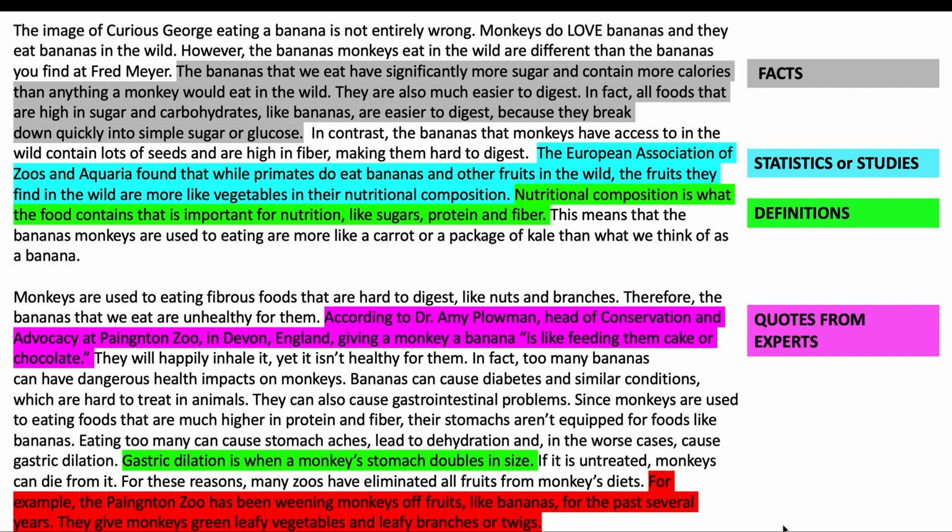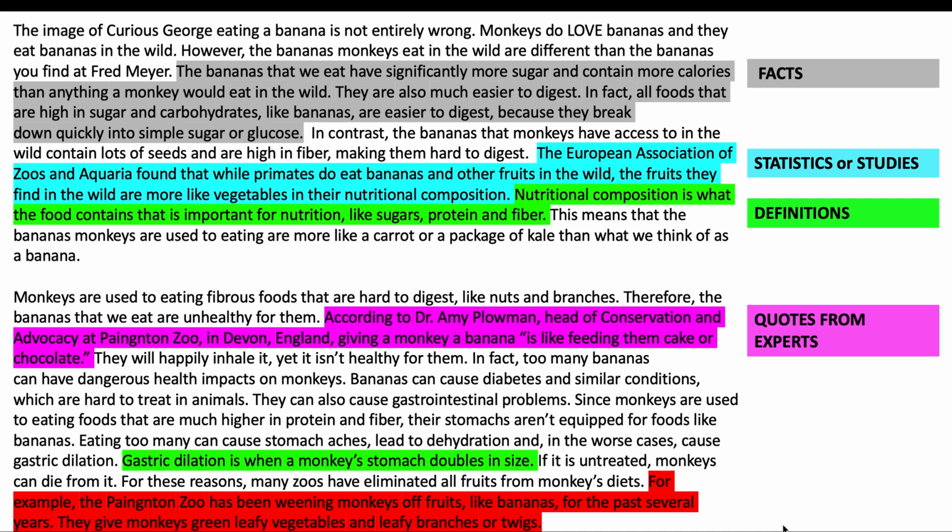We should see probably a quote from an expert in your writing. Here is my quote from my expert, Dr. Amy Plowman. According to Dr. Amy Plowman, head of conservation and advocacy at Paignton Zoo in Devon, England, giving a monkey a banana is like feeding them cake or chocolate. Here's what I want you to notice about my expert quote. Amy Plowman is actually an expert. She is a doctor. She's the head of conservation and advocacy at a zoo in England.